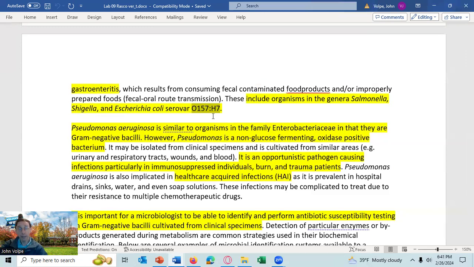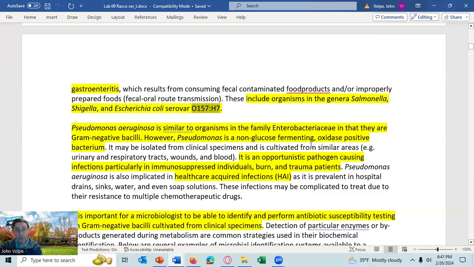There is another family of gram-negative bacteria that is very similar to the Enterobacteriaceae. They are all gram-negative bacilli, and they're short gram-negative bacilli also. There are some differences between the Pseudomonaceae family and the Enterobacteriaceae family, in that Pseudomonas are all non-glucose fermenting. They're all oxidase positive. And if you remember, Enterobacteriaceae all ferment the sugar glucose, and they're all oxidase negative.